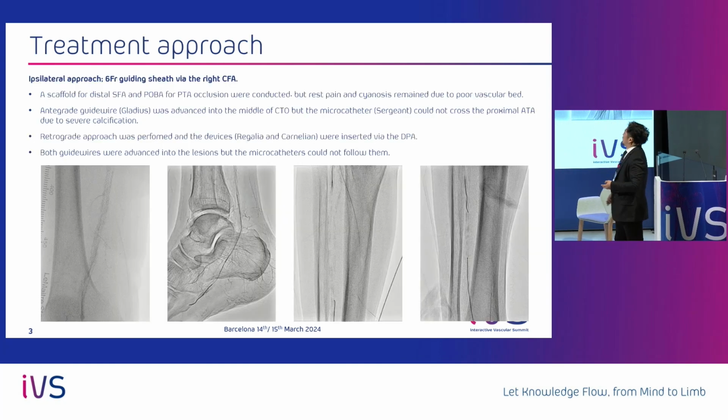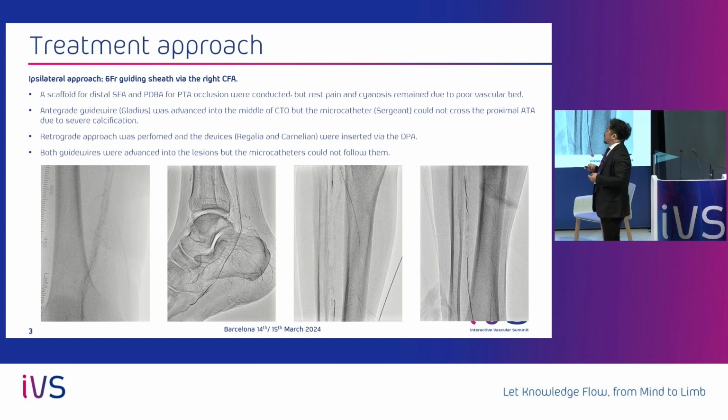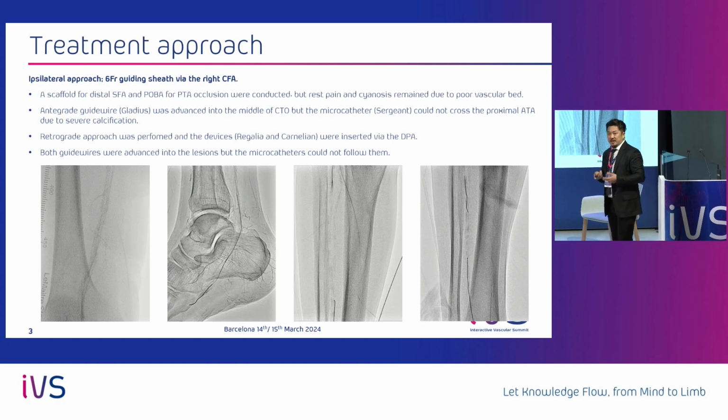I first introduced a 6 French guiding sheath from the CFA ipsilaterally. Firstly, I treated the distal SFA CTO using a scaffold and balloon angioplasty for the PTA. PTA seemed to be at a much easier level than the severely calcified ATA occlusion. But rest pain and cyanosis remained due to a very poor vascular bed. There were no collaterals from the plantar to the toes. Therefore, I decided to treat the ATA CTO.